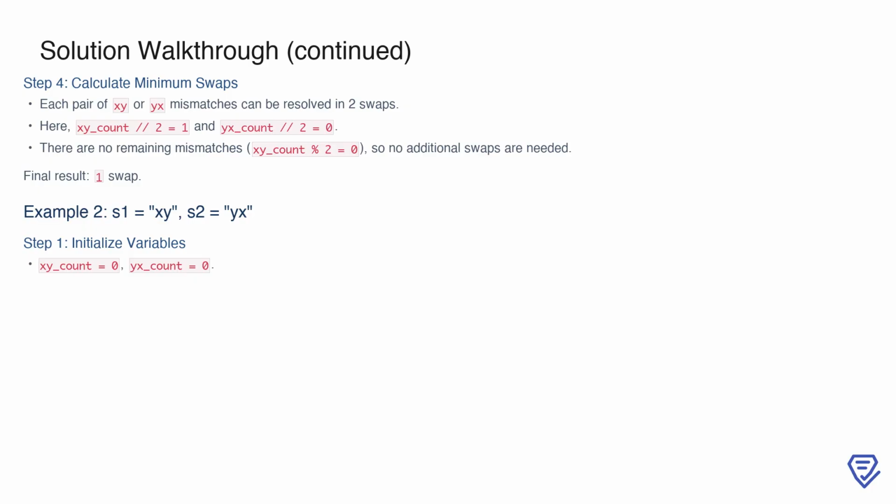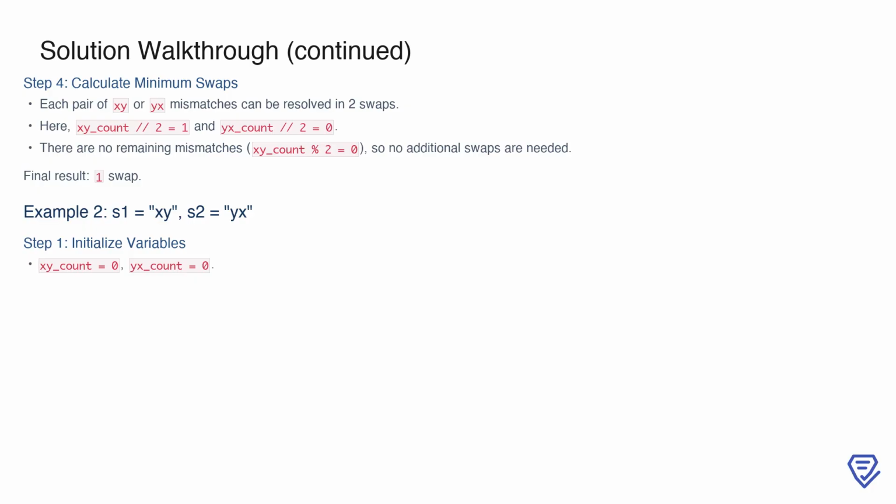Each mismatch pair, whether XY or YX, can be resolved in 2 swaps. For this example, with XY_count equal to 2, we can resolve one full pair using XY_count // 2, which gives us 1 swap. Since there are no remaining mismatches, XY_count % 2 is 0, no additional adjustments are needed. This means the minimum number of swaps required to make the strings equal is 1.